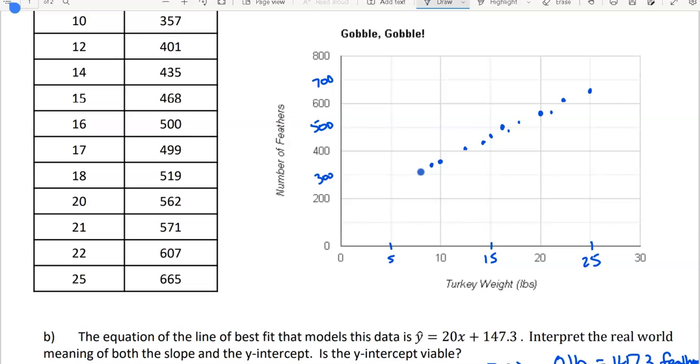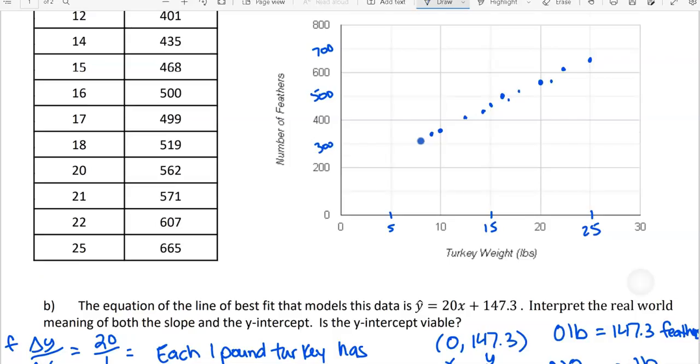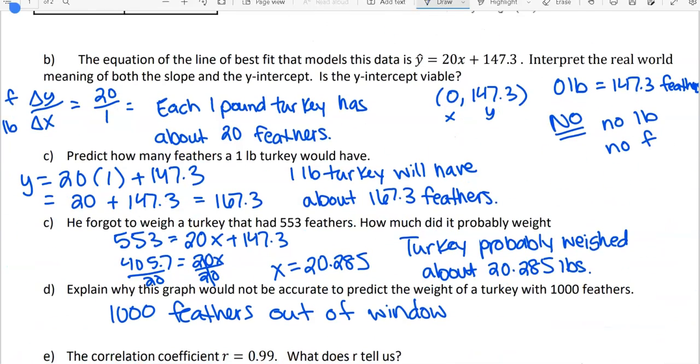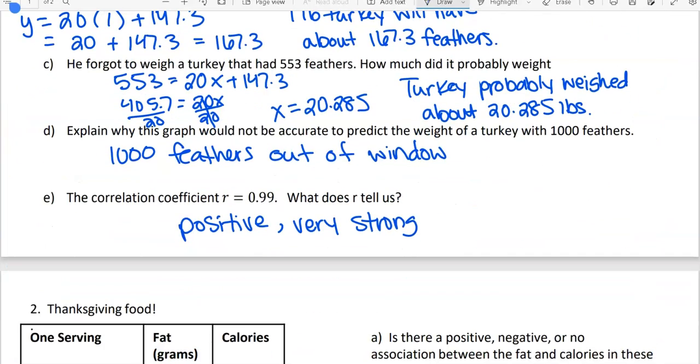So R equals 0.99 shows a very strong positive correlation between feathers and weight.